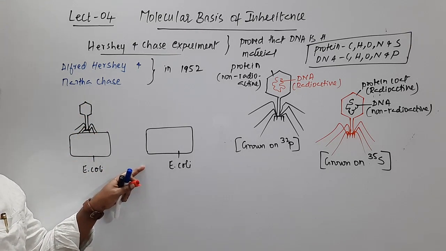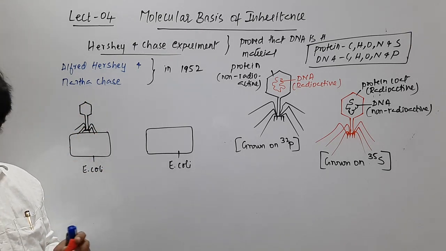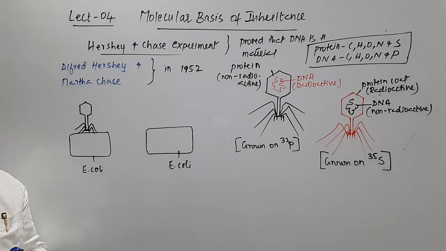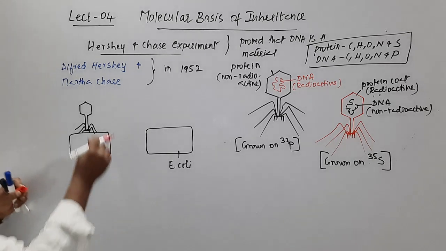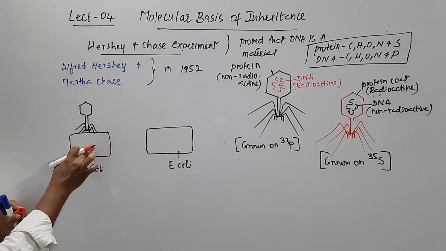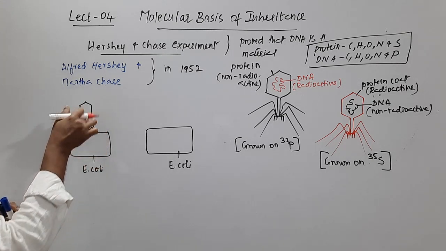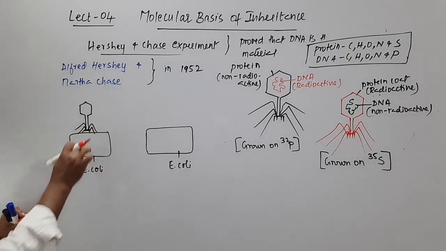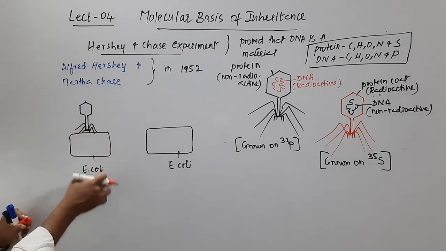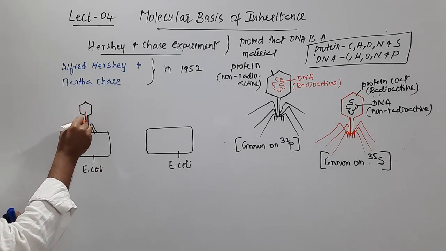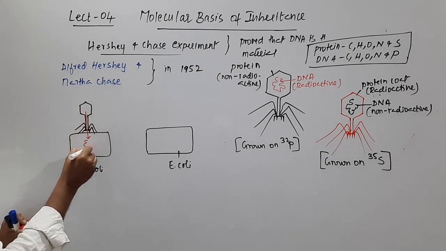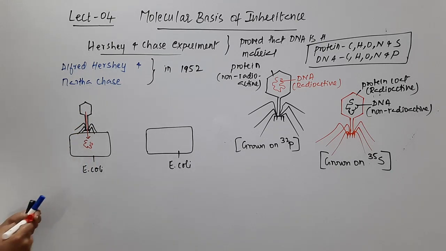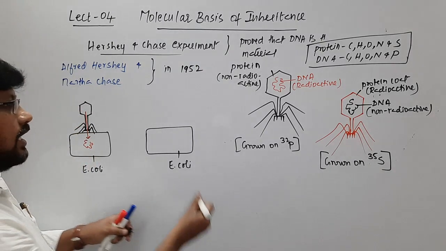So we need to know about the life cycle of a virus: how do viruses infect host cells, and what is their cycle. Actually, when a virus attacks a host cell, its protein coat will not enter the host cell. The protein coat remains outside, and what enters into the host cell is its genetic material. So that is its DNA that entered.